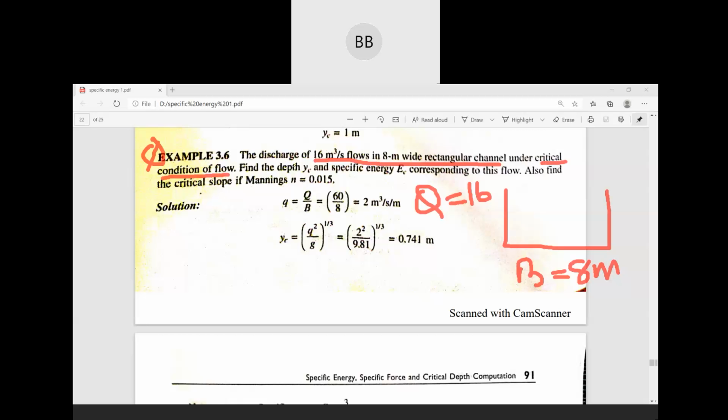So we need to find out Yc, that is your critical depth, and specific energy corresponding to this critical depth. Okay. Then at last we need to find out the critical slope Sc using your Manning's equation. Because your Manning's n is given, so we are going to find out the critical slope using the Manning's equation.